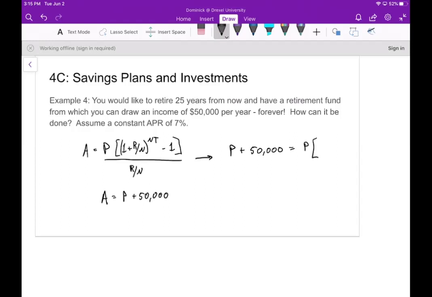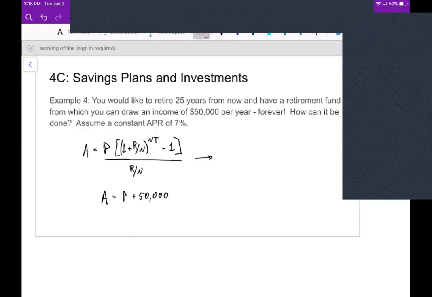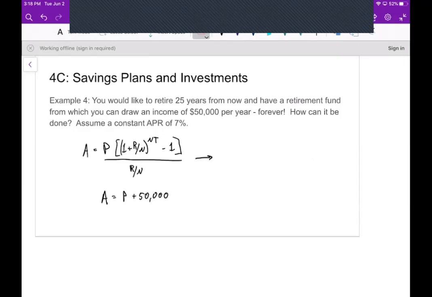So we want to have 1 plus 0.07 over N, so 12, to the N times T, so we're going to have 12 times 25, and what we need to do at that point, okay, so what we actually need to do is the following.